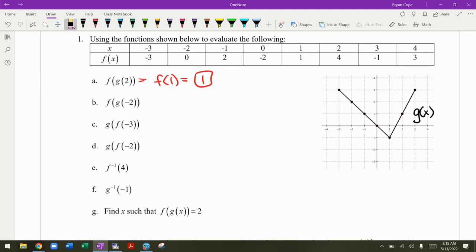All right, let's start over. What's g of negative 2? So I go over to negative 2 and I find, okay, it's 2. Then that means I have to do f of 2. And what is f of 2? 4. There we go. Okay, so there's 2 like that.